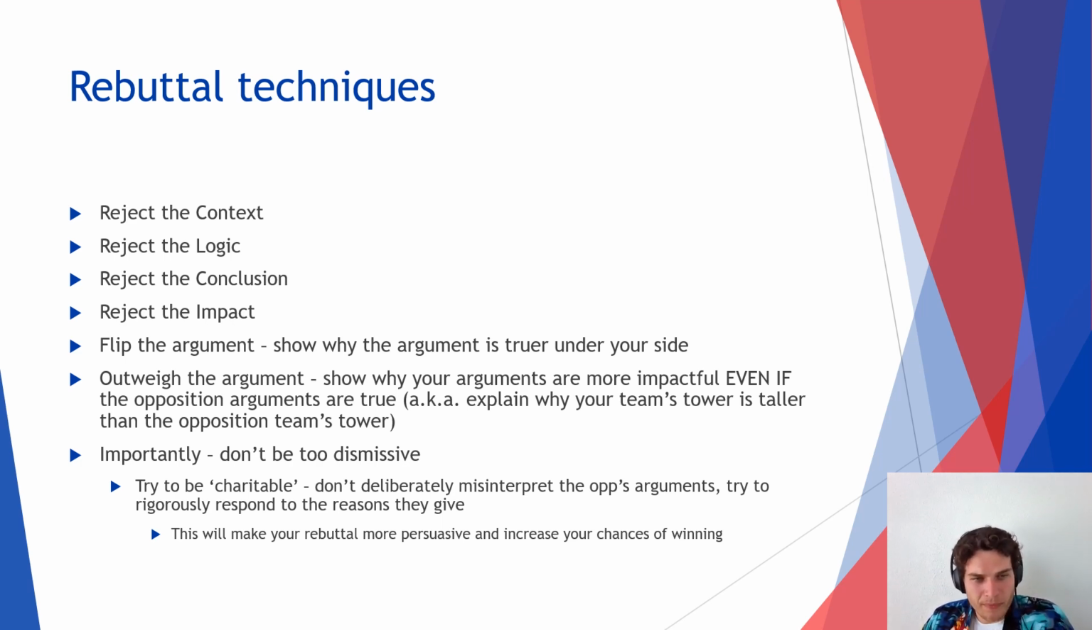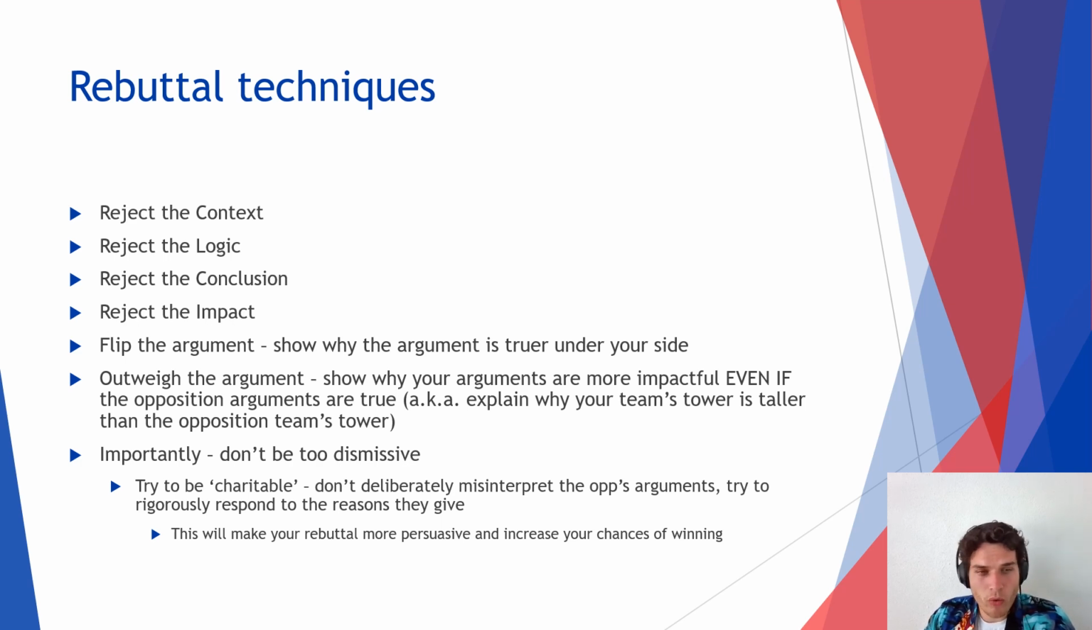The second thing you could do is outweigh the argument. So you can actually make an assumption. Let's say that your arguments are true. Explain why your tower is taller than their tower. That's just explaining, well, if your argument's true, how many people does it affect? How badly does it affect them? Okay, cool. Here's why our arguments affect more people to a greater extent in a beneficial way. That's another way you can go about it. It's not actually about refuting any element of the argument. It's just about showing why your arguments are better.